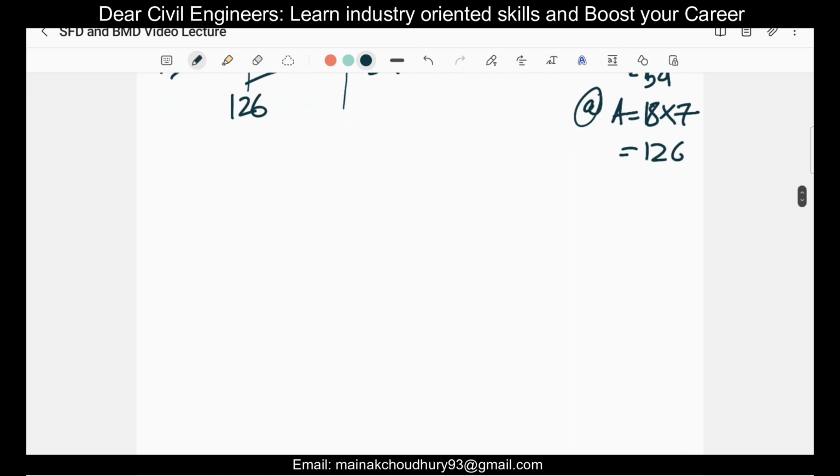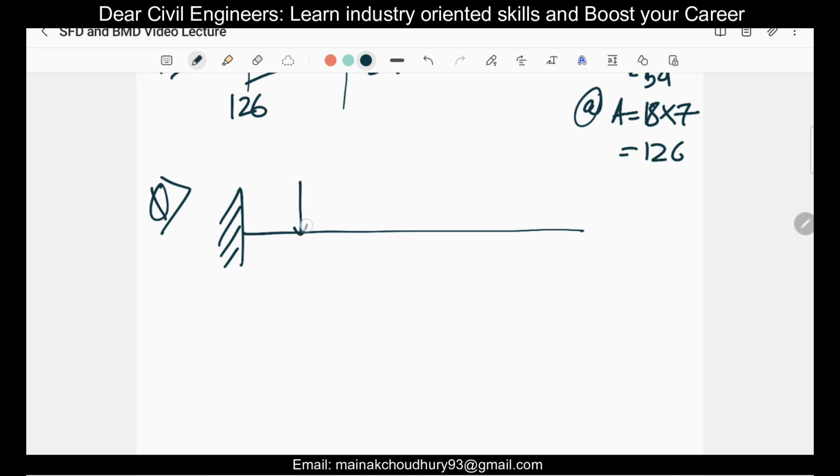So I'll give you a homework which you can do, and I'll solve this particular numerical in the next lecture. I'm just giving you the last question for the fixed beam. If you do this, I think you will be able to solve any numerical for fixed beams subjected to UDL and point loads. There are other loads as well, UVL as well, so that will be covered later, and couples.